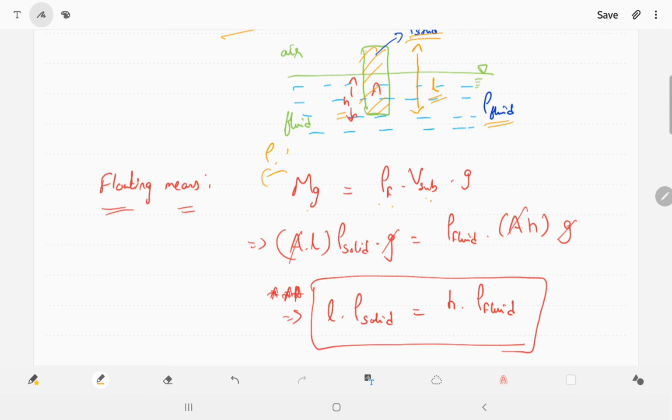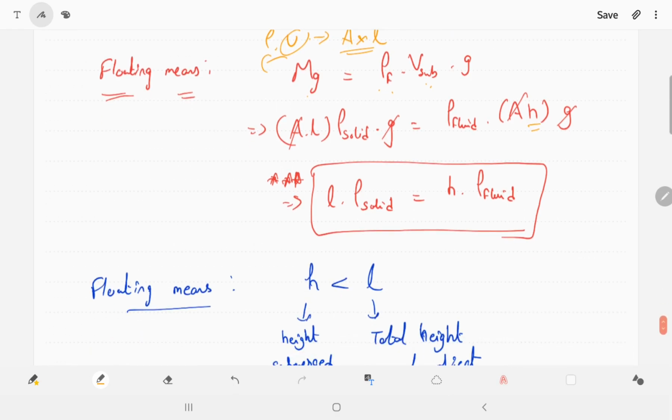As mass equals density times volume, and volume is area times length, I can write this for the complete object, with area A. So area times the total height of the object L times rho solid, the density of the solid, times gravity, equals the density of fluid times area times the height of the submerged object, which is h, times gravity. Now we get L times rho of solid equals h times rho of fluid. This is an important condition to find lengths and densities.